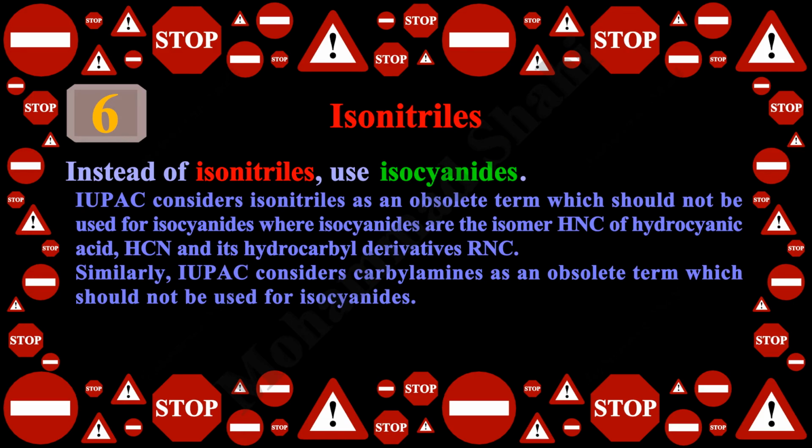Our sixth obsolete term is isonitriles. IUPAC considers isonitriles as an obsolete term which should not be used for isocyanides, where isocyanides are the isomer HNC of hydrocyanic acid HCN and its hydrocarbyl derivatives RNC. Similarly, IUPAC considers carbylamines as an obsolete term which should not be used for isocyanides.